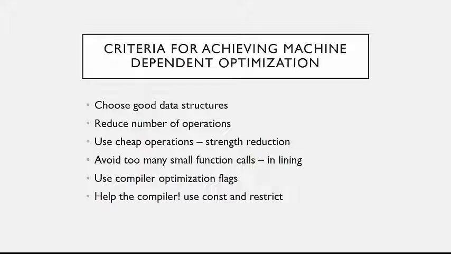Avoid too many function calls. Inlining. Use compiler optimization flags. Help the compiler use constants and distinct. So these are the criteria for achieving machine dependent optimization.